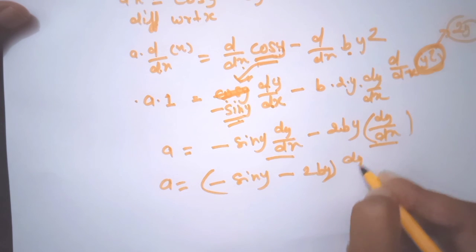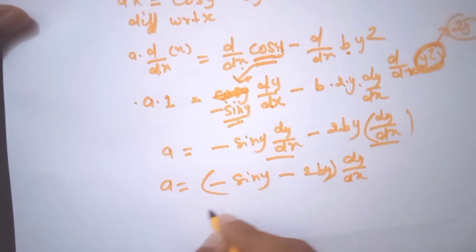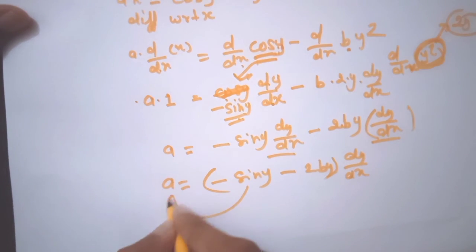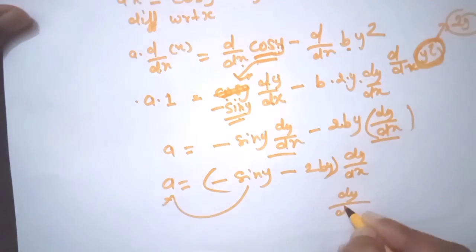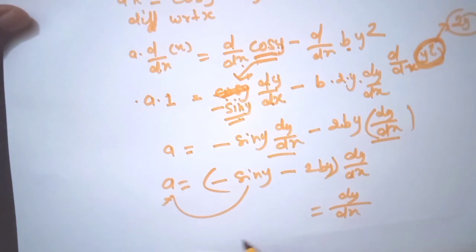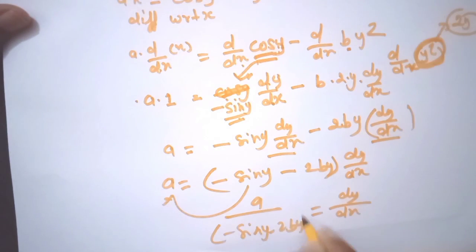Into dy by dx. So it will become, at this side, dy by dx is equal to a upon minus sin y minus 2by. It is my final answer.